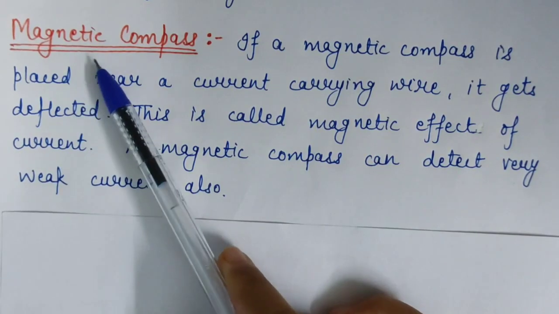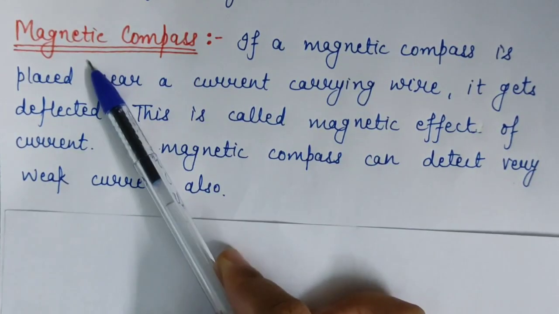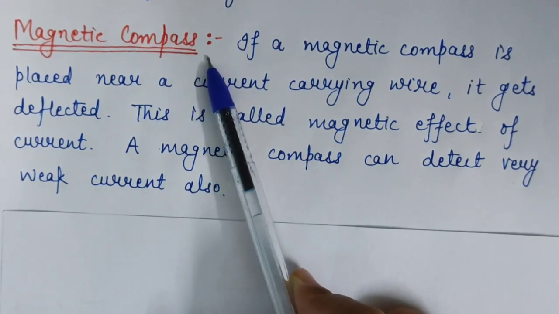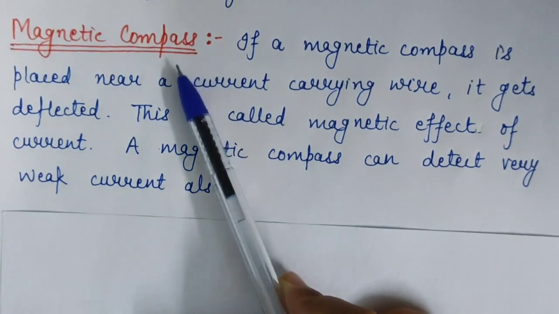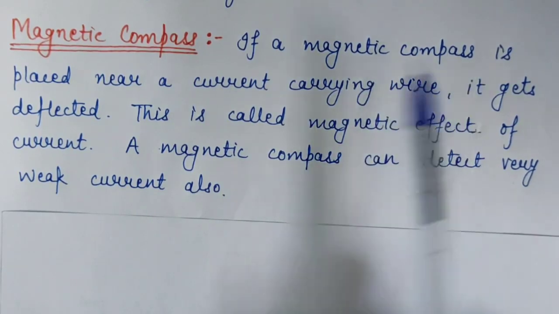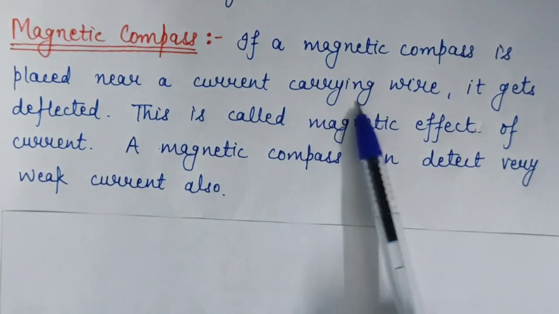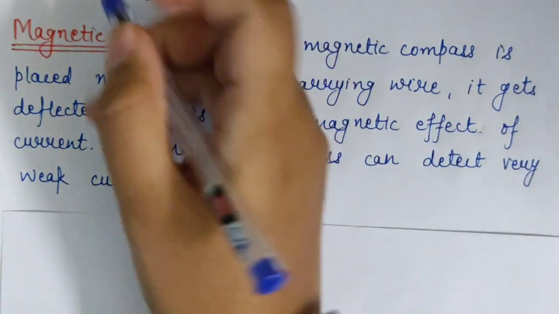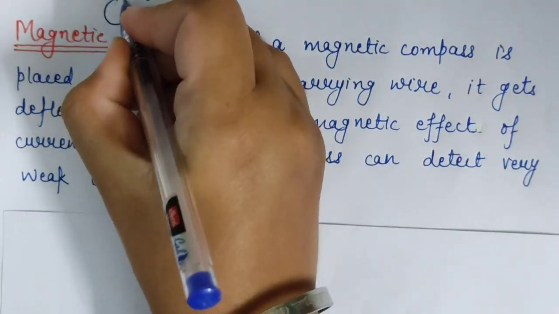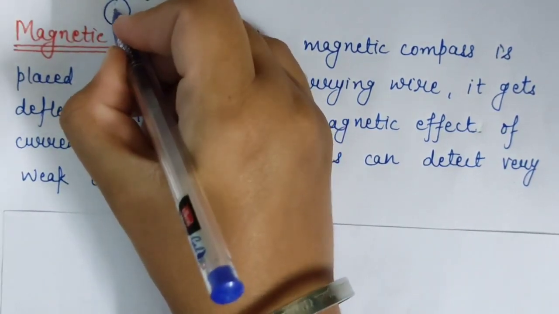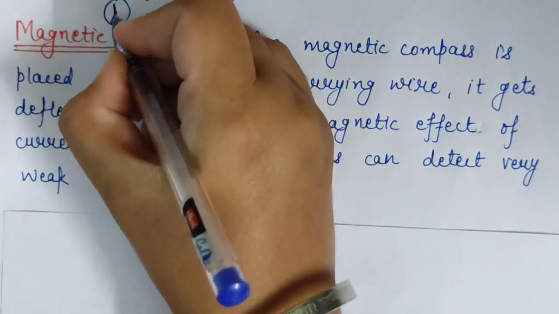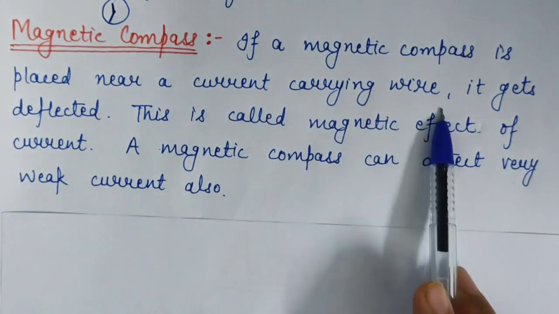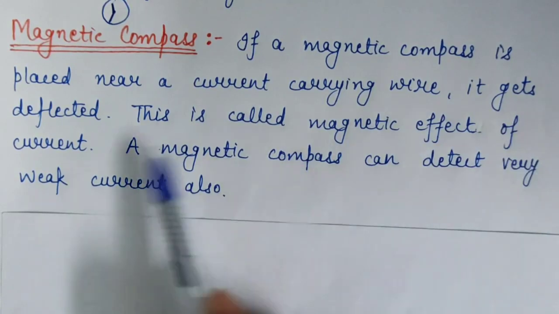Now the next is magnetic compass. Magnetic compass is also used to detect a small amount of current. Okay, and if a magnetic compass is placed near a current carrying wire, it gets deflected. Actually, in the magnetic compass, there are two needles like this. There are two needles, and when it is placed near a current carrying wire, then it gets deflected.